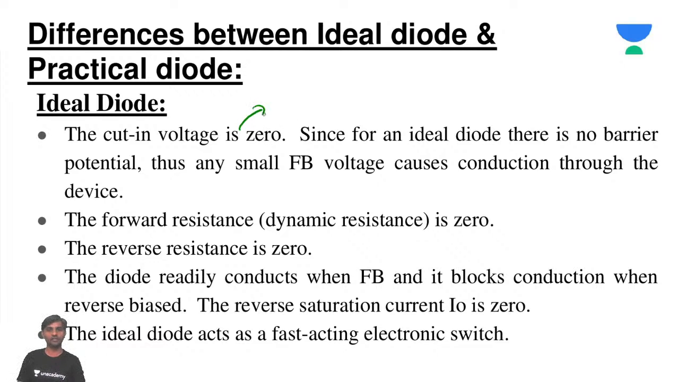The cut-in voltage is 0, that is, immediately after 0 volts, the conduction should start. If you apply 0.1 volt, or even 0.001, the conduction should start. Not like germanium, which needs 0.3, and silicon, which needs 0.7. For an ideal diode, there is no barrier potential.